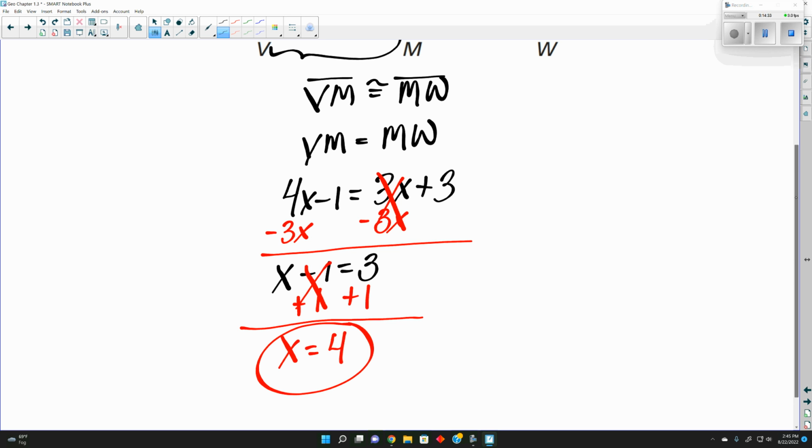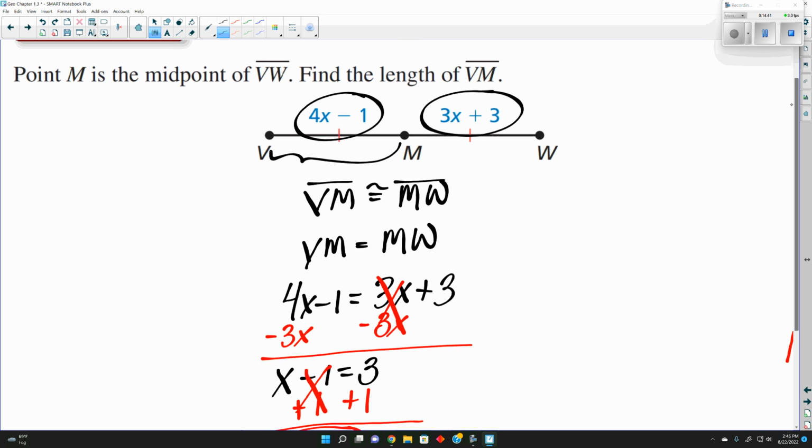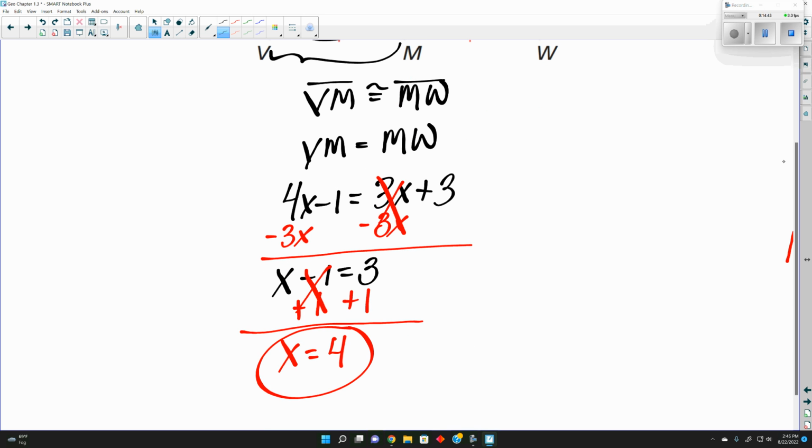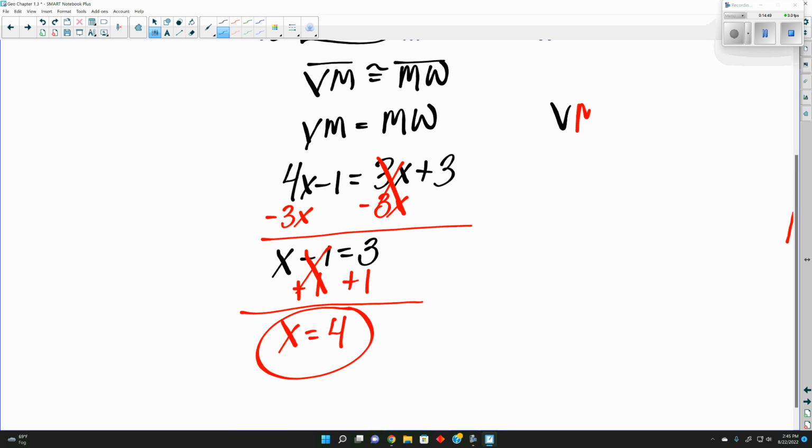Did we answer the question? What did it ask? Find the length of VM. What did it tell us that VM was? VM is 4x minus 1, yes? All we did was find the value of x. We never actually found its length. So to find the length of VM, we need to plug 4 back in for x. So we'd have 4 times 4 minus 1.